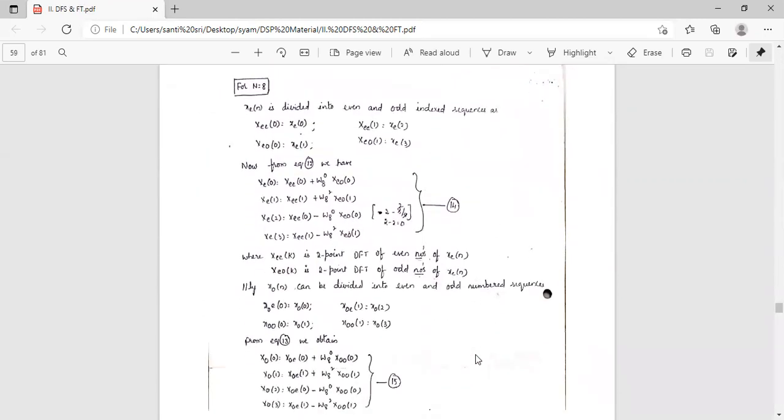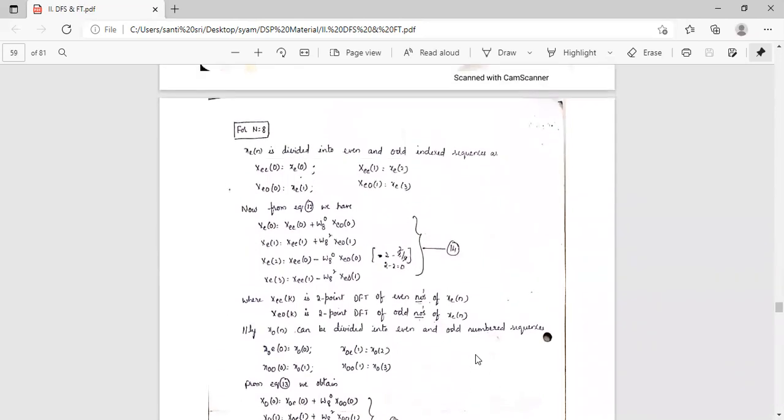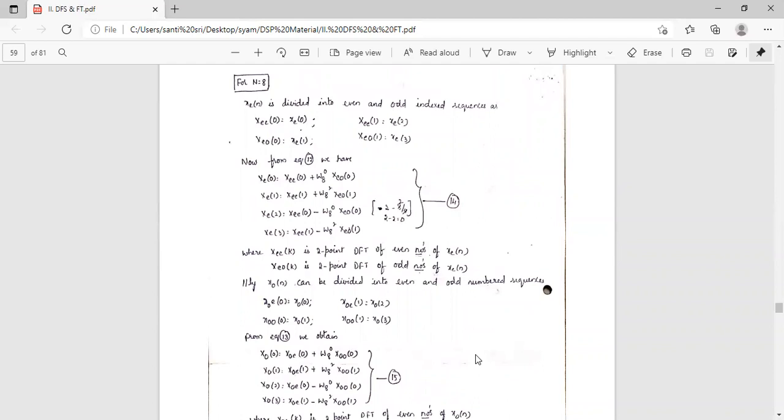So for n equal to 8, we can represent this like this. For n equal to 8, XE of n is divided into even and odd indexed sequences as XEE of 0 equal to XE of 0 and XEO of 0 equal to XE of 1, right? XEE of 1 is XE of 2 and XEO of 1 equal to XE of 8. Now from equation number 12 we have XE of 0 equal to like this.